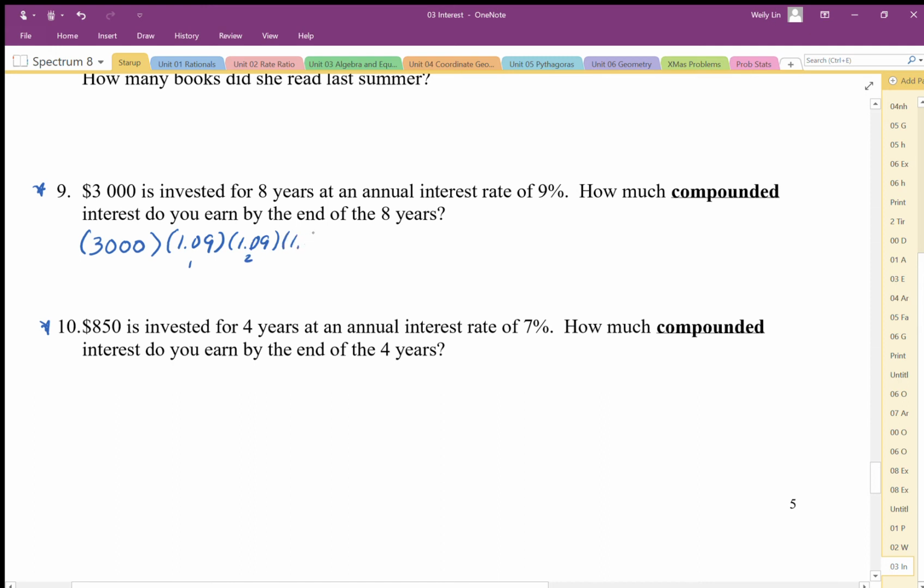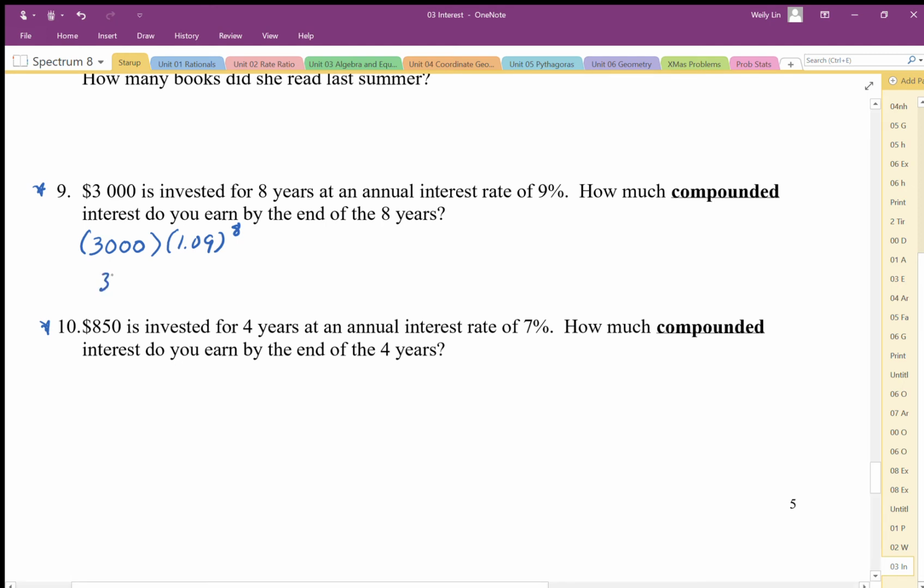Now there's a more efficient way of doing this. If I'm going to repeatedly multiply, well, I'm going to use an exponent. Okay, so that's what I'm going to do. I'm going to do this 8 times. So I'm going to calculate my increase first. I'm going to go 1.09, and I'm going to do this to the power 8. And that's going to give me 1.9925 or something like that.